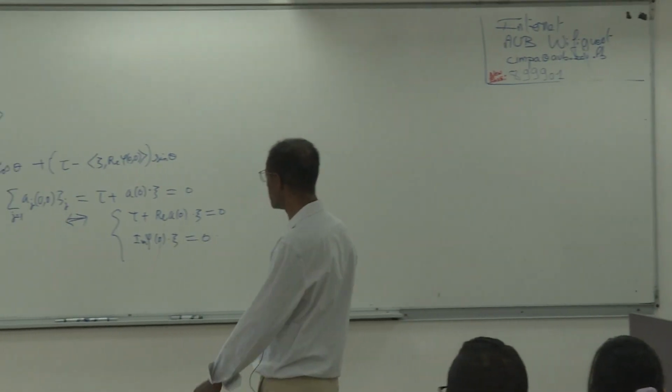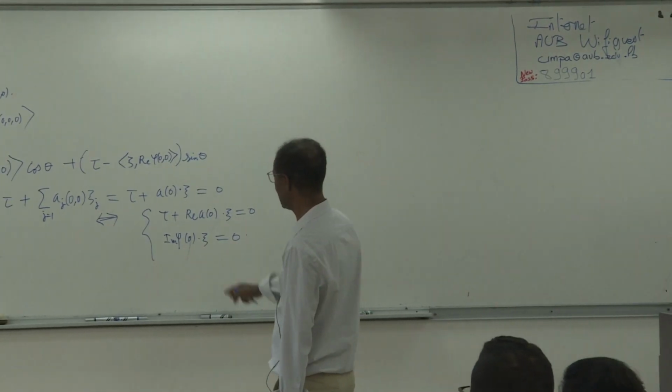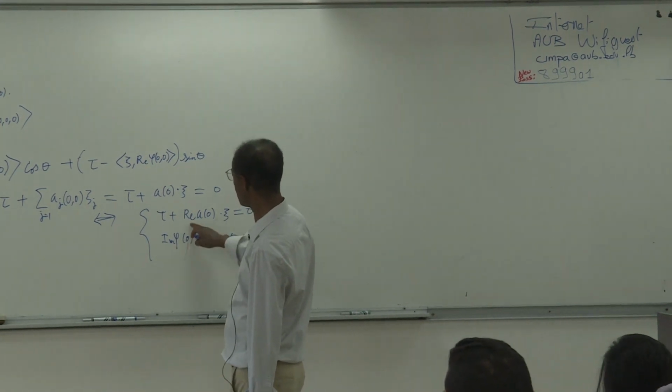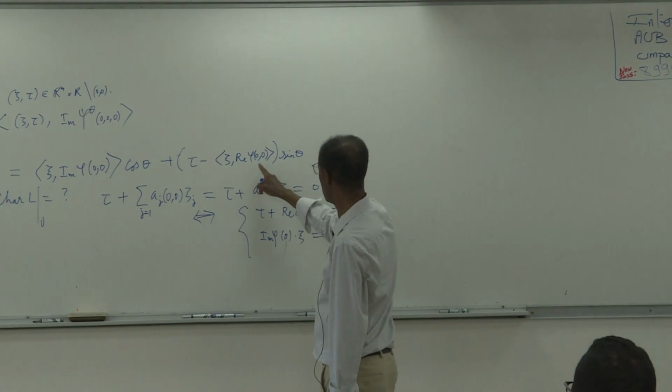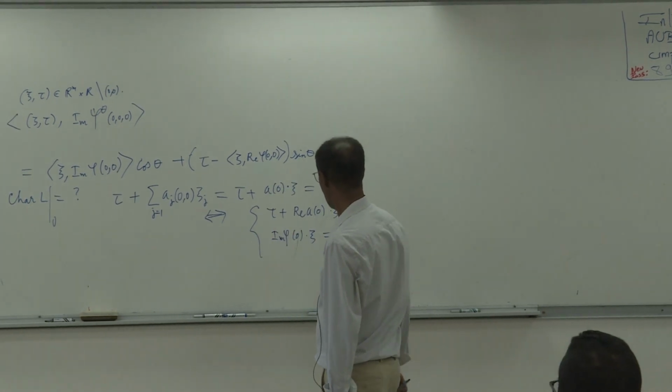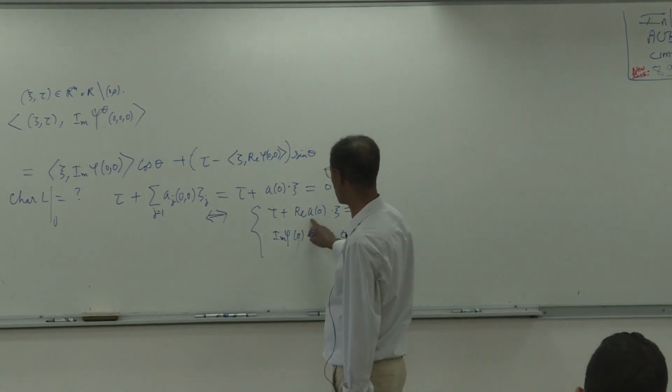So first, notice the following. You see that these two terms are appearing over here. You see, so there is tau and c dot real part of a of 0.